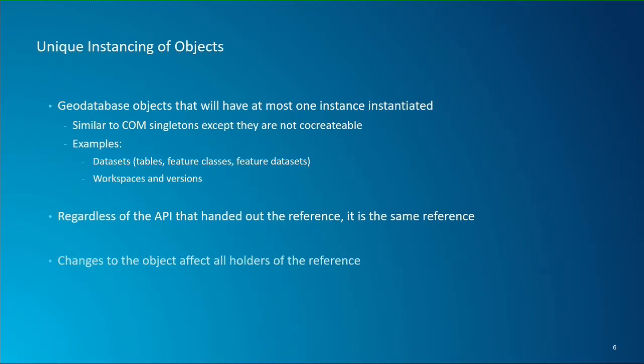Inside the GeoDatabase, whenever possible, we like to be able to instantiate objects that will have at most one instance that is instantiated, okay? That's kind of similar to the singleton concept, but these things are not co-creatable. Typical types of things that can be uniquely instanced include things like data sets as well as workspaces and versioning, okay? So here, it doesn't matter which API is handing out a reference to one of these singleton objects. You can use different APIs, and we'll demonstrate that, but they will all be referencing the same singleton object, the same reference to the object, okay?